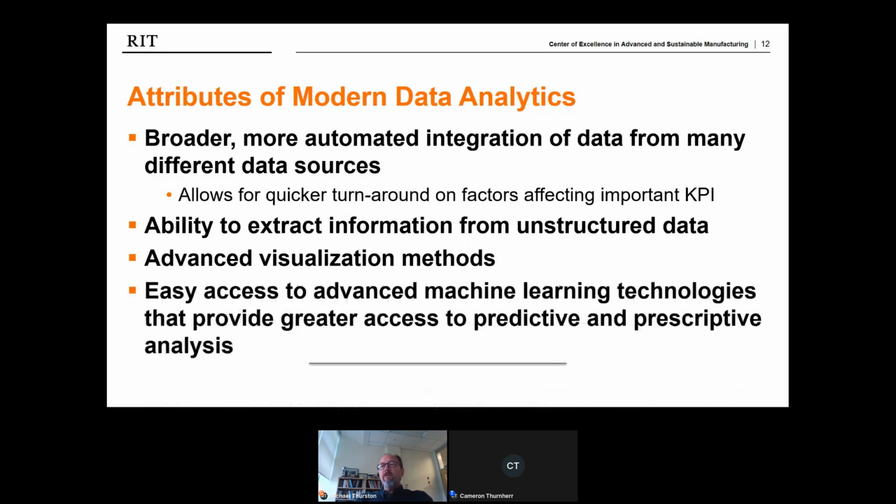And machine learning methods, which we'll talk more about later, are readily available to analyze very complex problems and data sets. In fact, many academic and industry research projects are being converted regularly into capabilities in free software that you have access to.